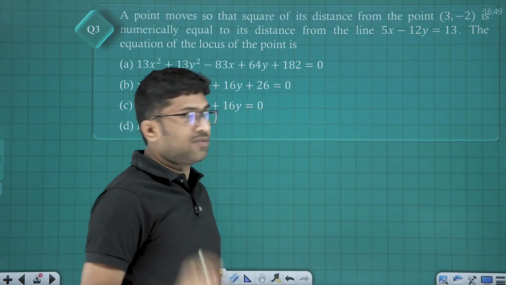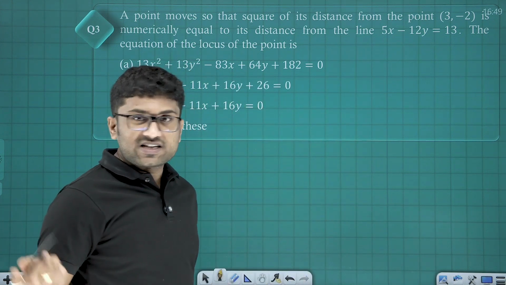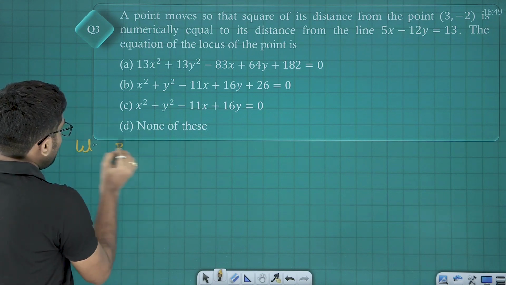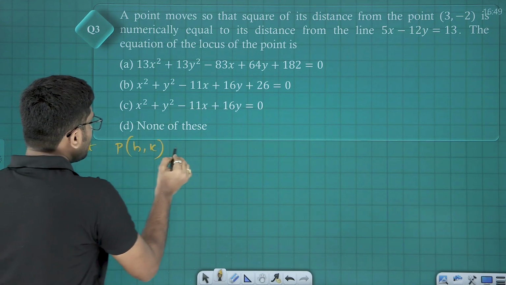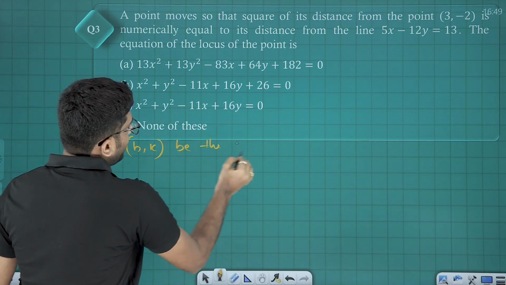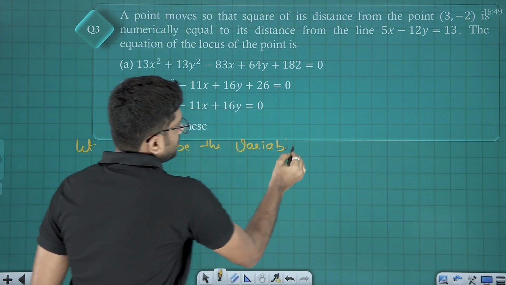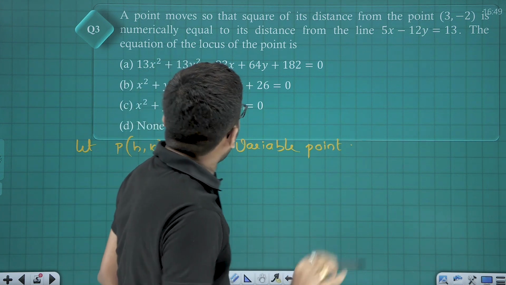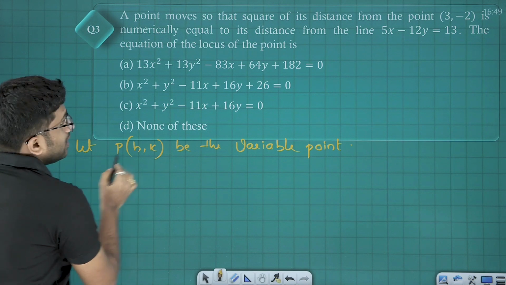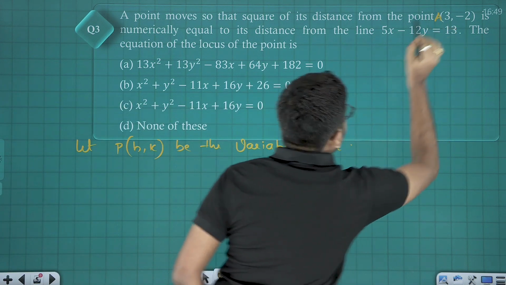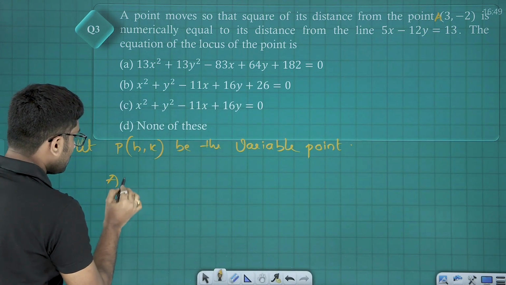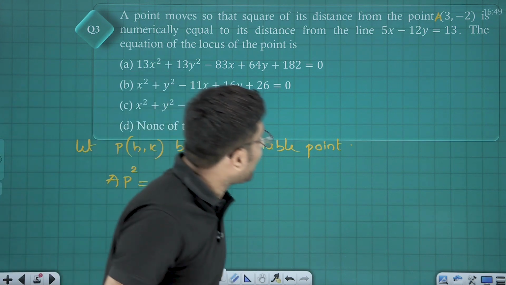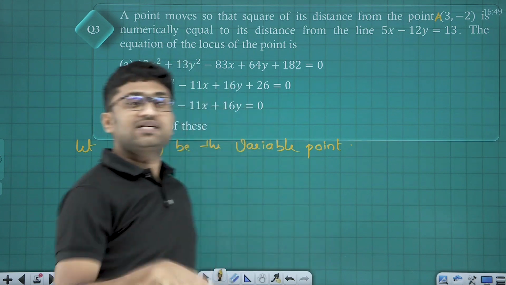A point moves so that the square of its distance from the point 3 comma minus 2, there is one point 3 comma minus 2. Square of its distance, let's take some variable point. Let P of h comma k be any variable point. The square of its distance from this point, let's say this has some point A. So AP square is equals to, numerically equals to, the distance from this particular line.